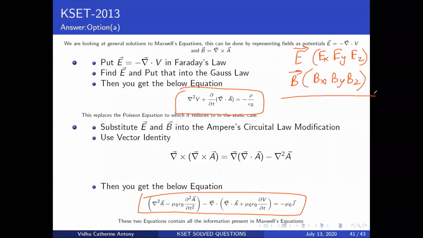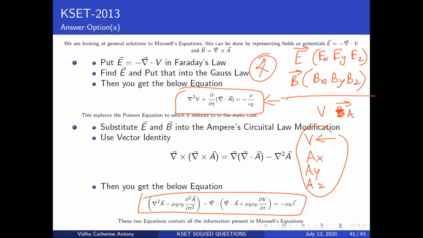Now, what is the benefit of introducing these potentials, your electric scalar potential and your magnetic vector potential? Sorry, this is supposed to be A. You have one scalar component V, and Ax, Ay, and Az. So you're basically reducing the number of requirements when you introduce these potentials. Now what you've done is reduce your four Maxwell equations into these two equations, 1 and 2.